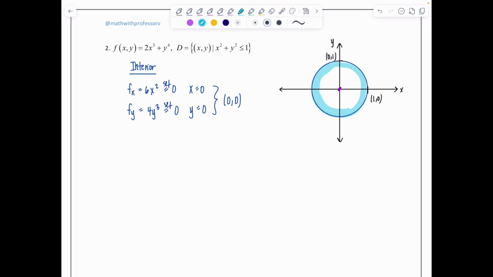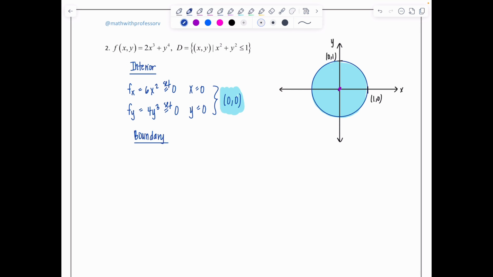Here we go. Yes, (0, 0) falls within my domain D. Okay, perfect. So there's one critical point. Next, we have to look at critical points on the boundary.